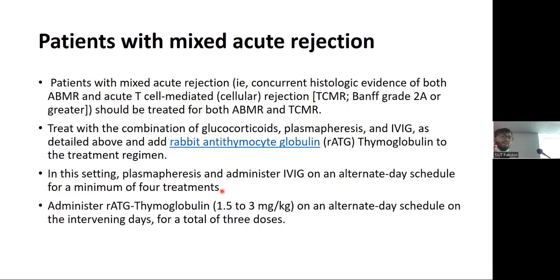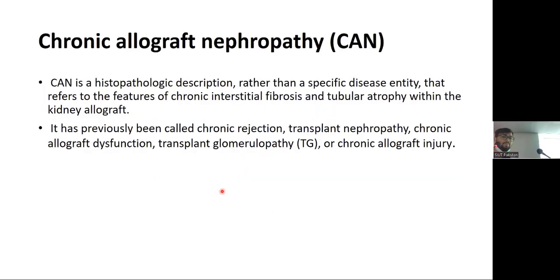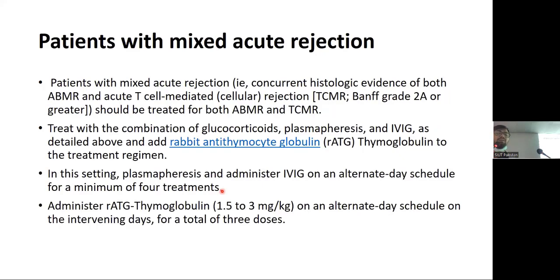And if the patient has a mixed acute rejection, that is both TCMR and antibody-mediated rejection, the treatment is with combination therapy, whereas RATG, thymoglobulin, is added. And one thing is that the RATG and the above combination therapy should be given on an alternate schedule. That is, if the plasmapheresis and IVIG are given on alternate days, that is Monday, Wednesday, then RATG is administered on Tuesday, Thursday, that is the intervening time.